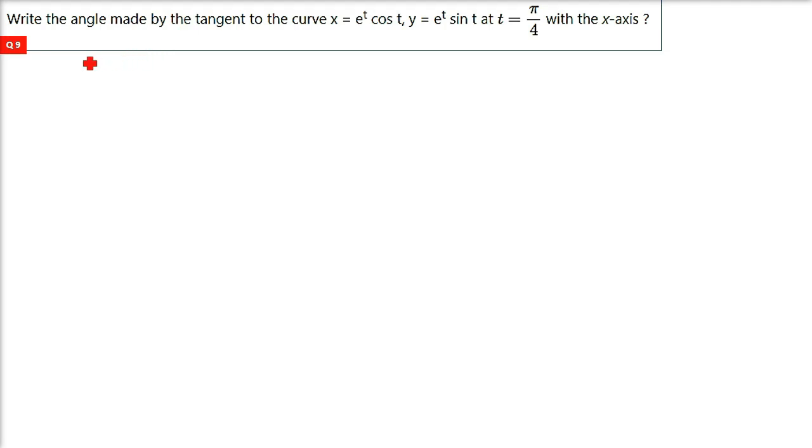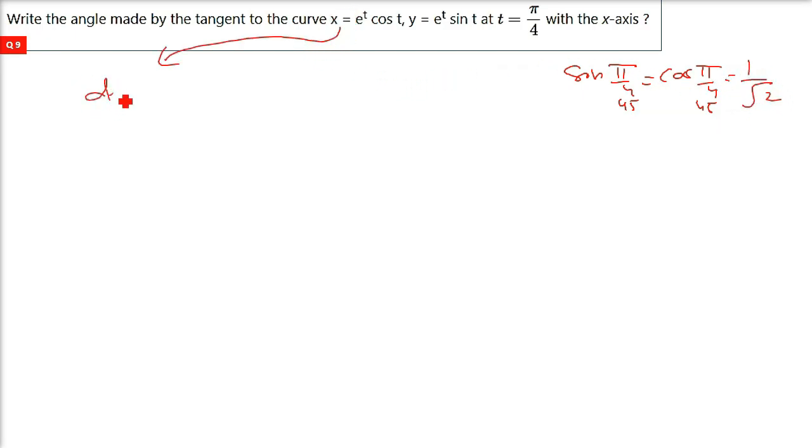Write the angle made by the tangent to the curve x equals e raised t cos t, y equals e raised t sin t at t equals pi by 4 with the x-axis. Now again, parametric form: dx by dt, dy by dt, you have to find dy by dx, so just divide them. But please remember sin pi by 4 and cos pi by 4, that is sin 45 degree and cos 45 degree, they both amount to 1 by root 2. That is what we are going to use just now.